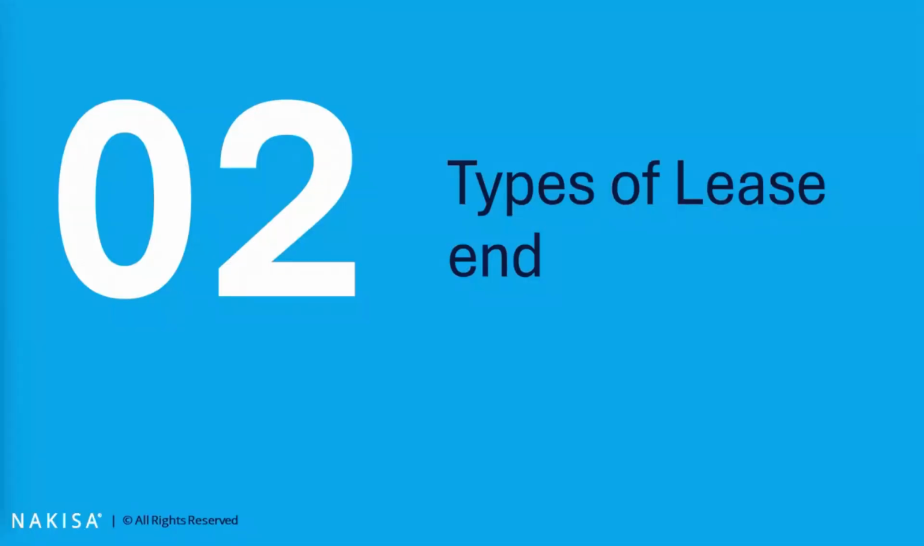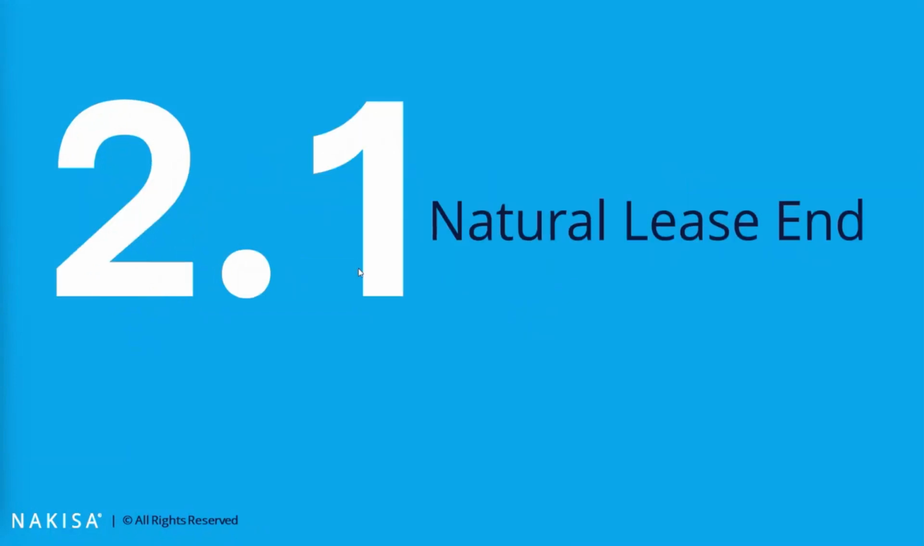So today I will be going through the types of lease end. We have four different types of lease end. First one is natural lease end, then termination, purchase option, and casualty. So now let's look at natural lease end.